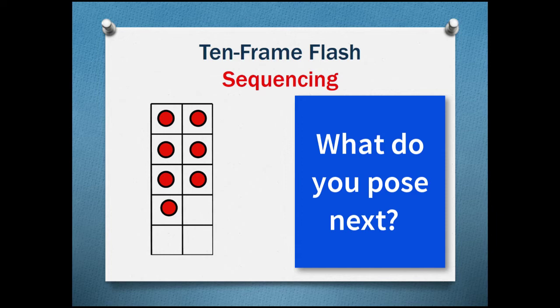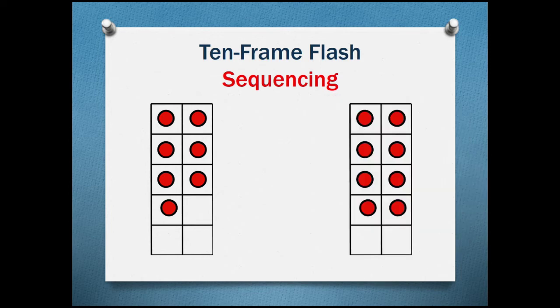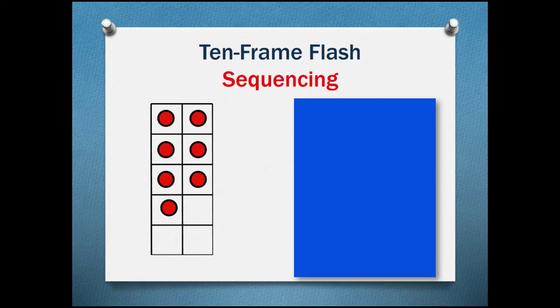So after you've flashed 7 and had the discussion, what do you think you would pose next? And why would you pose it? That's got to be part of your planning process. Now we've shown 8 here, to see some of the things that children might say with the 8. Now you can see them simultaneously. We're not suggesting that you show them simultaneously. We're suggesting that you show the 7, you have the discussion, that task is over with. Now your new task, you show the 8.